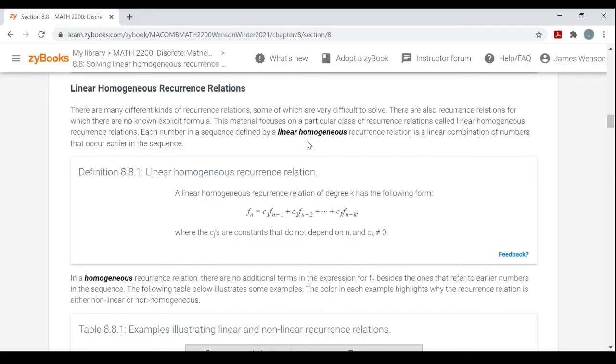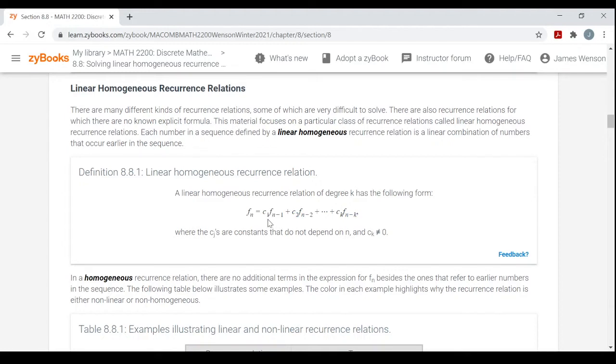So here's the more proper definition. Every term in the sequence is some linear combination of the previous terms. Now, a linear combination of numbers is a constant times one plus a constant times the other plus a constant times the third plus a constant times the fourth, etc. So a linear homogeneous recurrence relation of degree k has the following form. The nth term, f sub n, is equal to, and here's what they meant by a linear combination of previous terms.